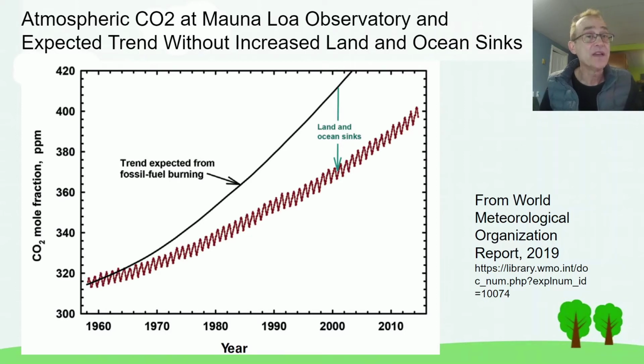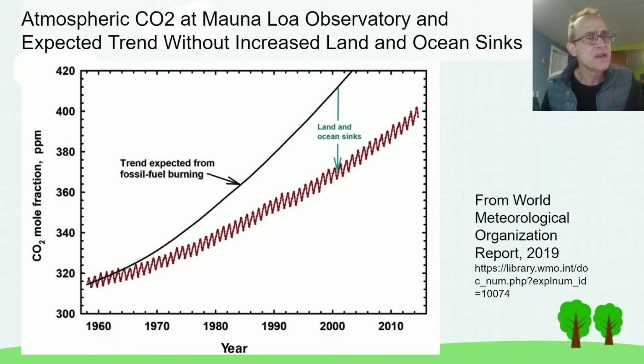The second line shows the trend expected from fossil fuel burning. This is what the red line would be if the Earth didn't increase the amount absorbed when levels increased. I got this from the World Meteorological Organization website. The difference between the lines indicates additional CO2 absorption that is happening as a result of the increased levels.